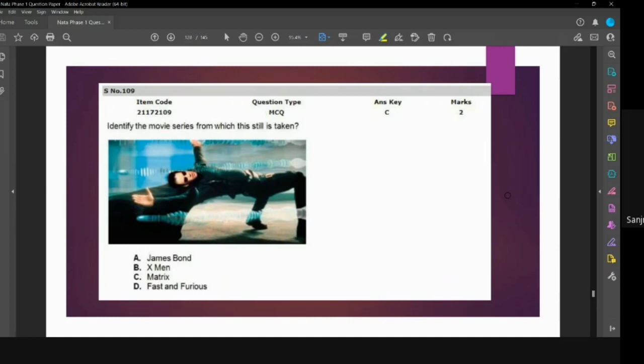Next question. Identify the movie series from which the still is taken. This is a still from a movie series. Which movie is this still from? So the answers are James Bond, X-Men, Matrix, or Fast and Furious. The correct answer is Matrix, which is option C.